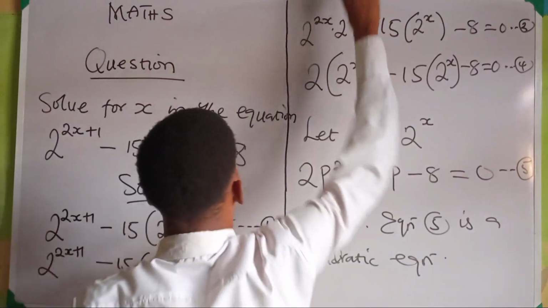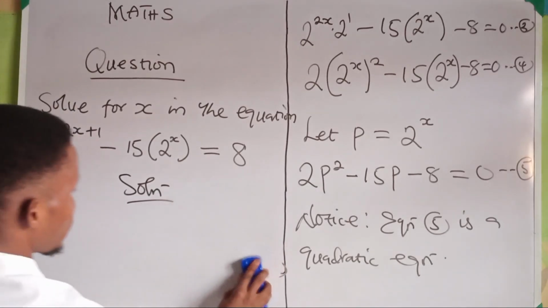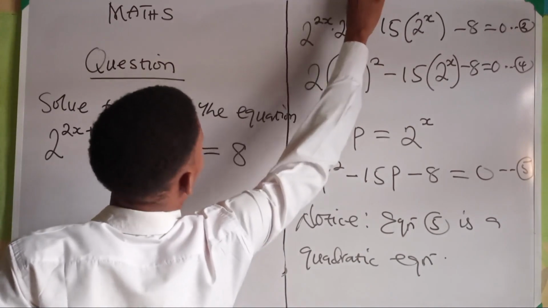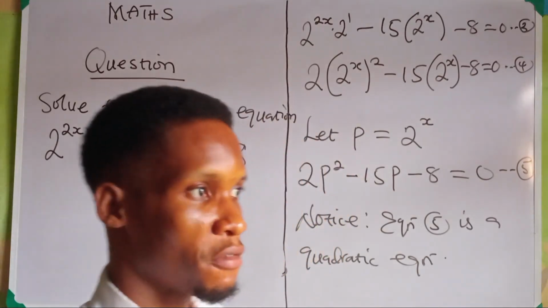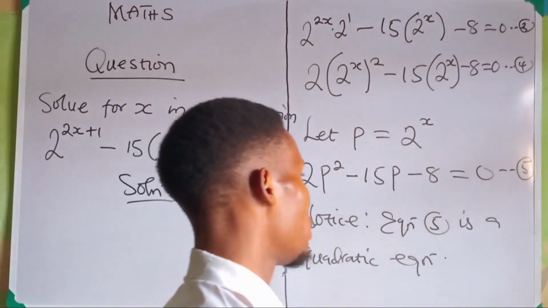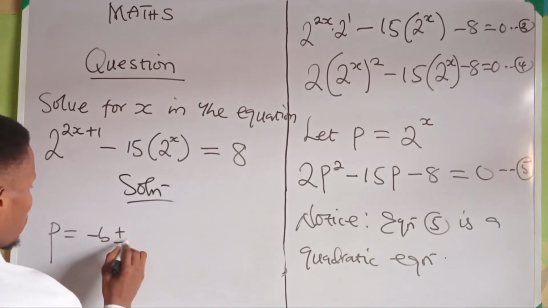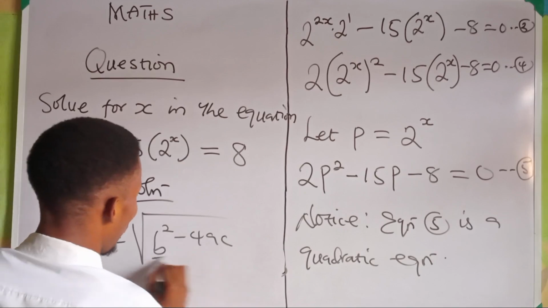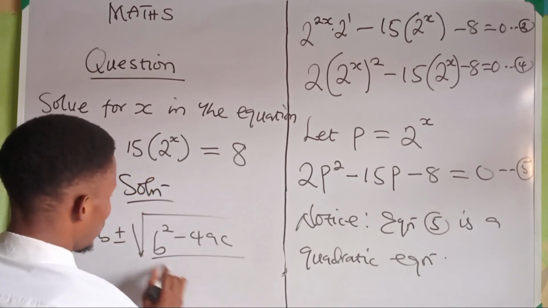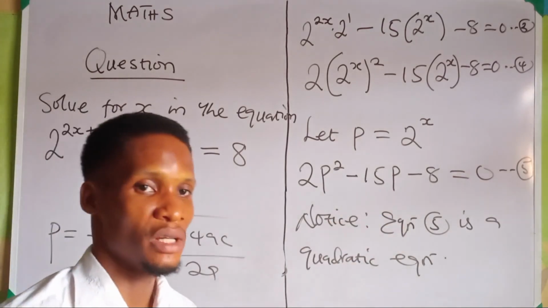So you can solve this quadratic equation using different methods: the formula method, the completing the square method, and the factorization method. The formula method is p equals minus b plus or minus the square root of b squared minus 4ac, all over 2a. This is the formula method you can use to solve this, and you get the same answer.